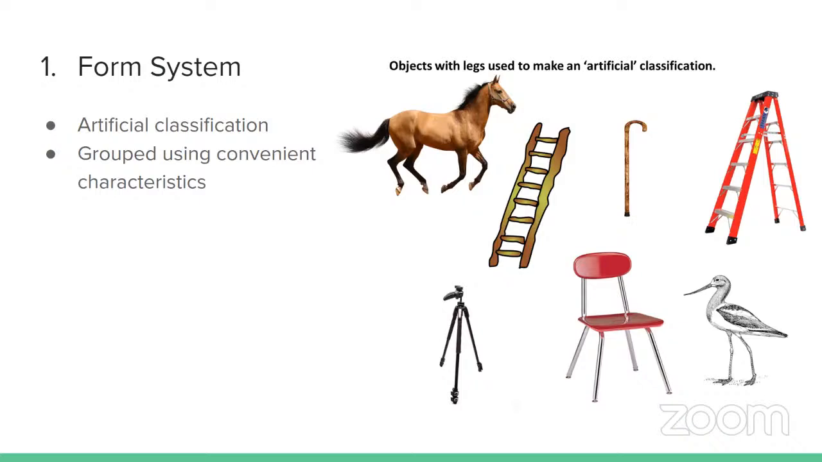So an early way of classifying plants was through a form system. This is a little more like our dichotomous keys. It's an artificial classification, just grouping organisms based on characteristics that are convenient. So things you can see, right? You might just look at a group of things and say, okay, they have legs, how many legs do they have? So you might have been using something like a form system on our first day of class when we were identifying our different objects.